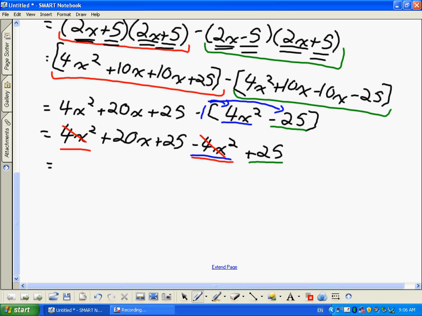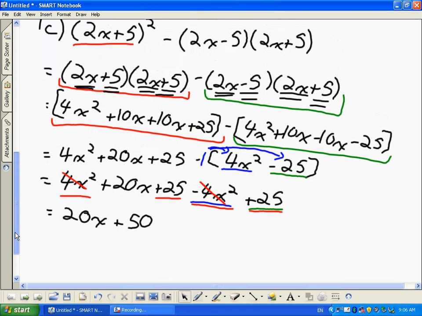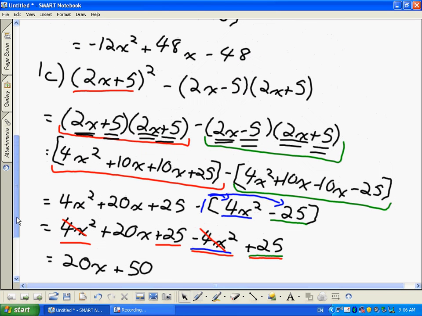Okay? 20x, there is no other like term, so I'm just going to bring down the 20x. And I have positive 25 and positive 25. Together, they equate to 50. So, after all of that work, I'm only left with two terms in the end. 20x plus 50.